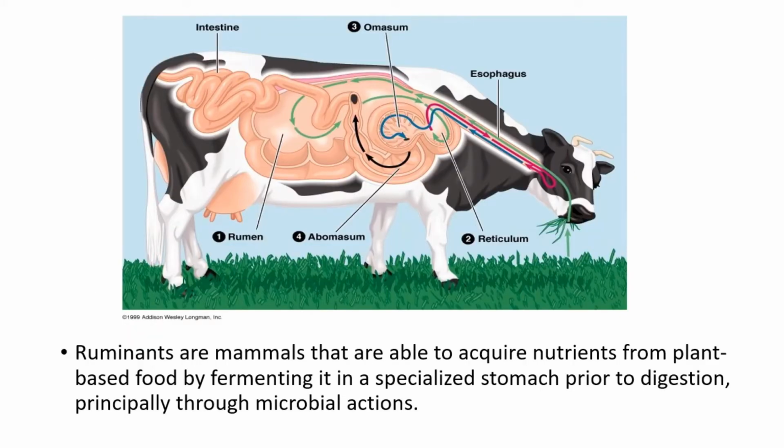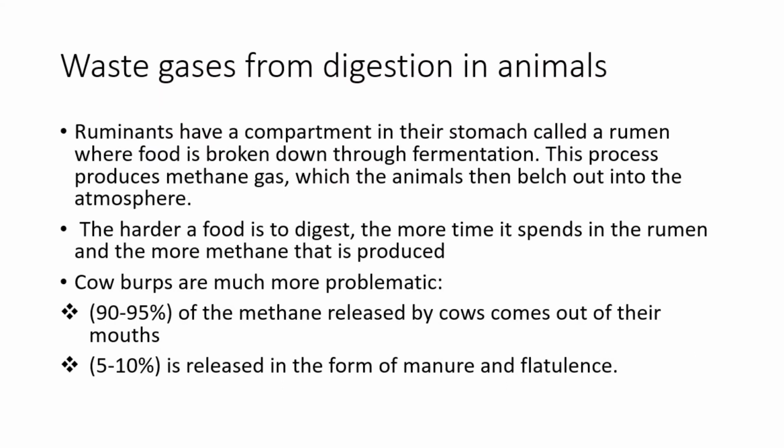If you do not know what a ruminant is, ruminants are mammals that are able to acquire nutrients from plant-based food by fermenting it in a specialized stomach prior to digestion. Continuing from just now, the harder a food is to digest, the more time it spends in the rumen and the more methane it produces. Cow burps are much more problematic compared to cow farts. 90 to 95% of the methane released by cows comes from their mouths, while 5 to 10% is released in the form of manure and flatulence.